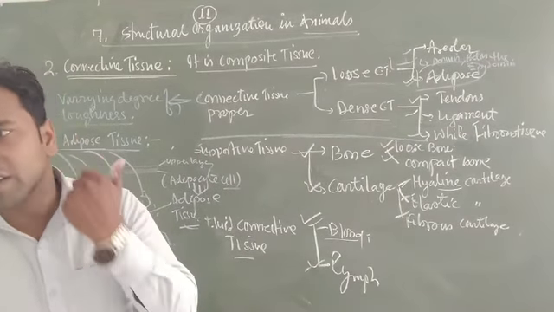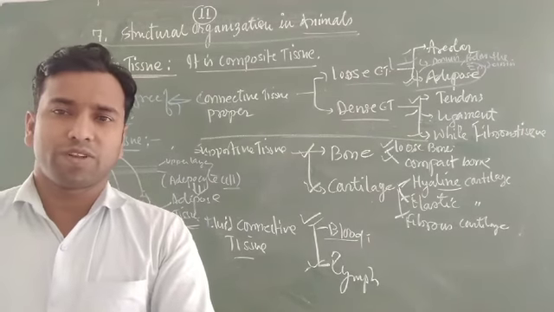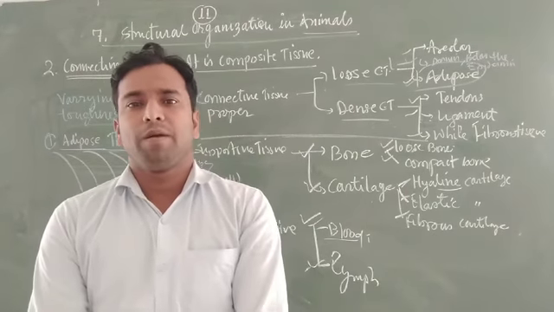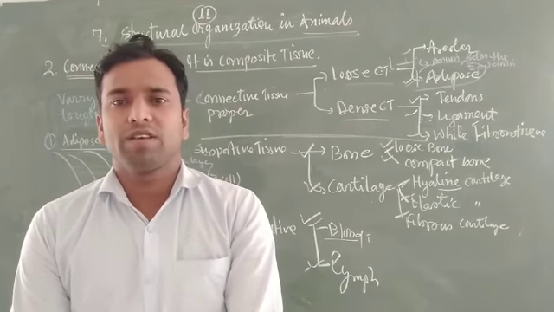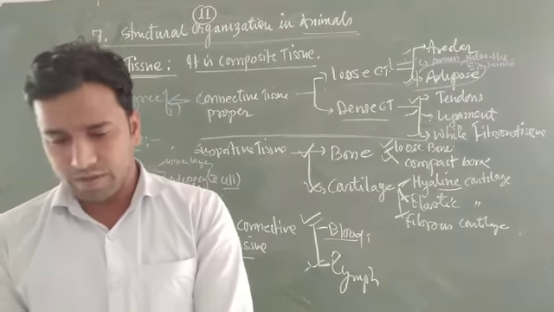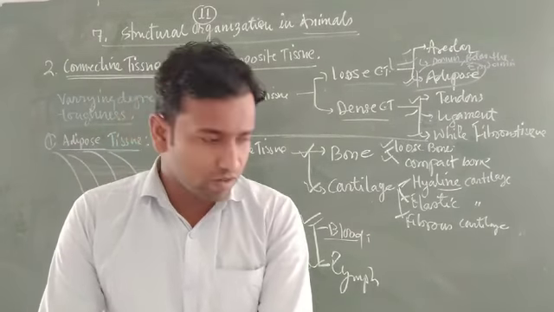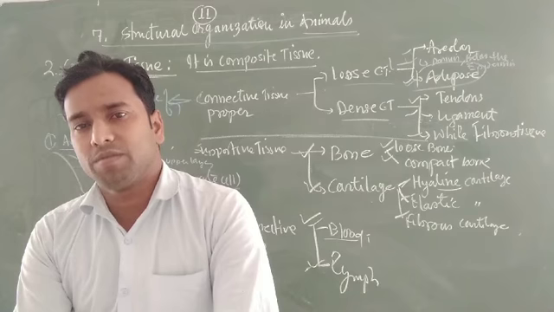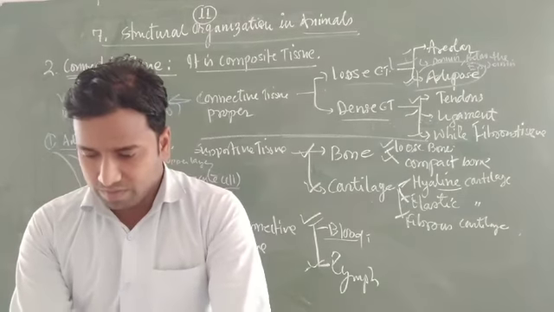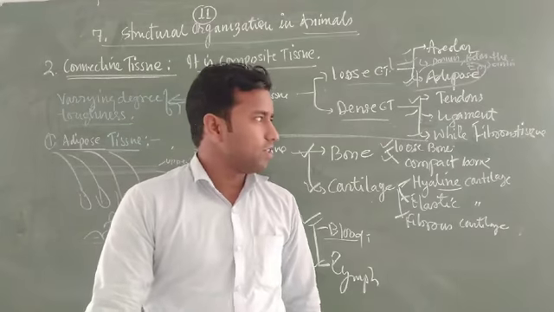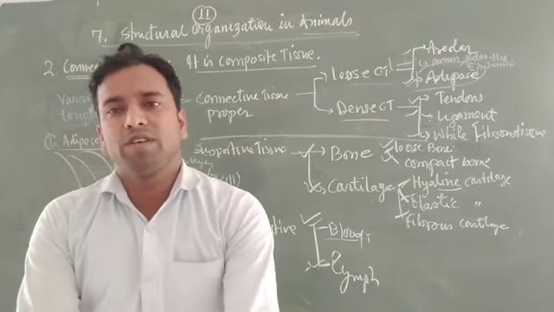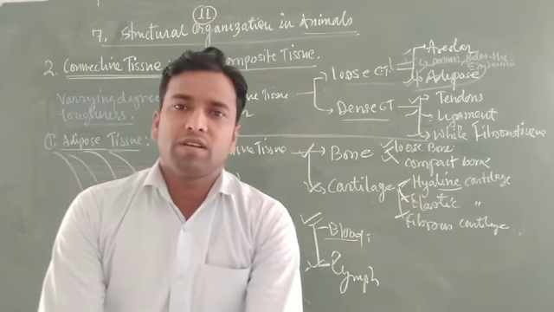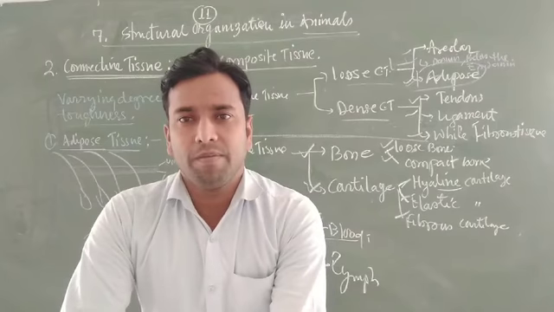Because these organs are very delicate, if this tissue is present around them, any shock produced in the body does not affect body parts like the heart and kidney. It is also an insulating layer, especially adipose tissue. Insulating layer means it prevents heat loss from the body.